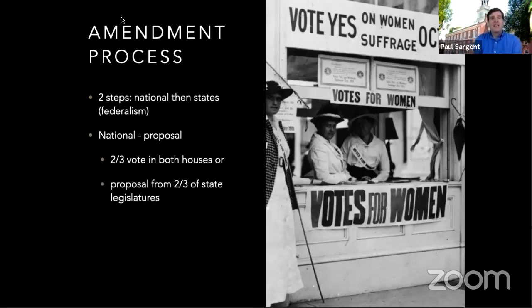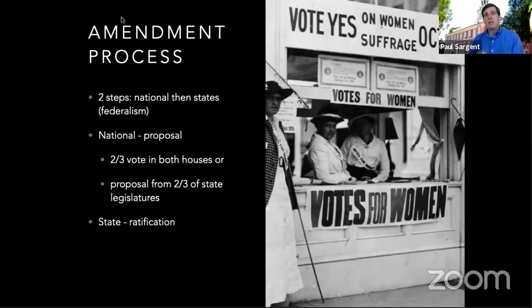But they also said that you could do that if two-thirds of the state legislatures proposed a constitutional amendment. Now, that has never happened. All of the 27 amendments to the Constitution have started off with a two-thirds vote in both houses. Again, it's just easier, because going through the state legislatures gets a little bit messy.